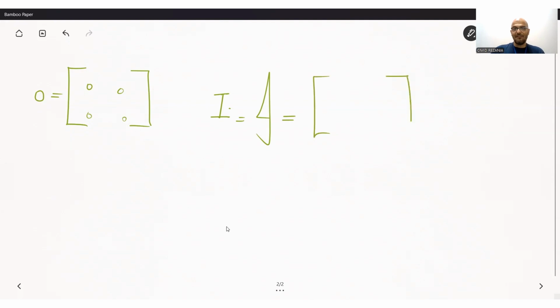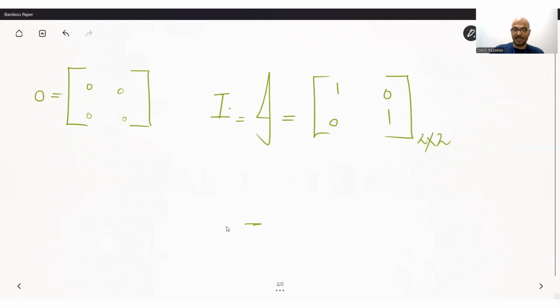If the matrix is square of order 2, which is a 2 by 2 matrix, and it is an identity, it means that all the elements are 0 except the main diagonal elements, which are 1.